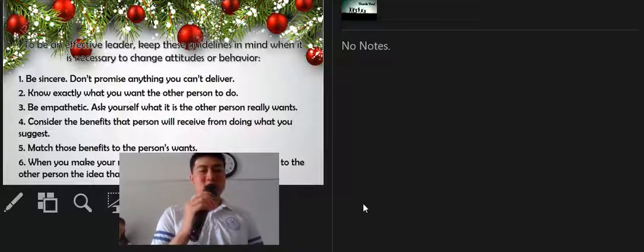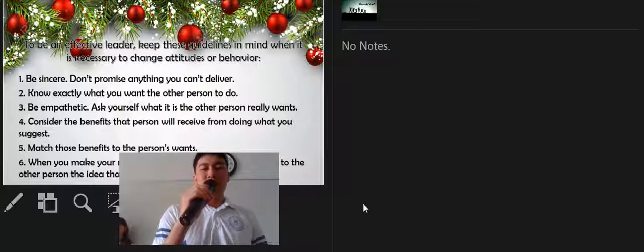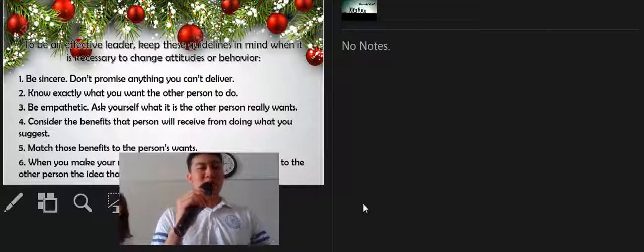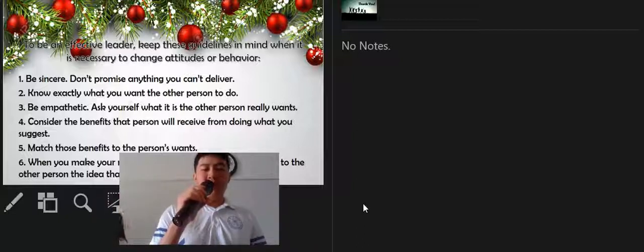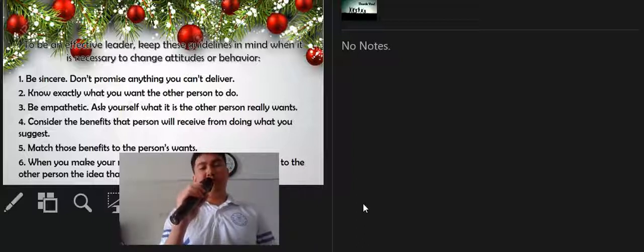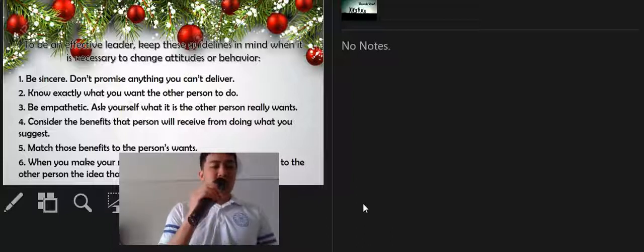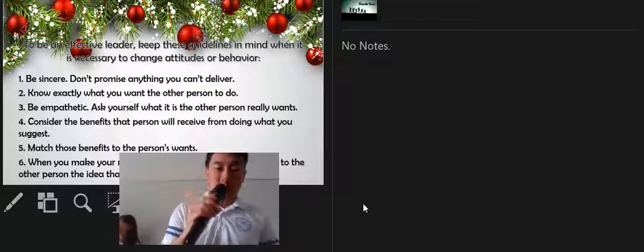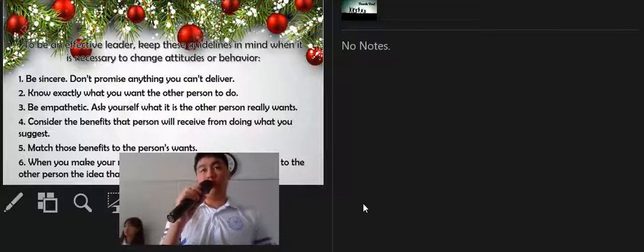1. Be sincere and don't promise anything you can't deliver. 2. Know exactly what you want to do rather than what the person wants to do. 3. Be empathetic. Ask yourself what the other person really wants. 4. Consider the benefits that person will receive from doing what you suggest. 5. Match those benefits to the person's wants.